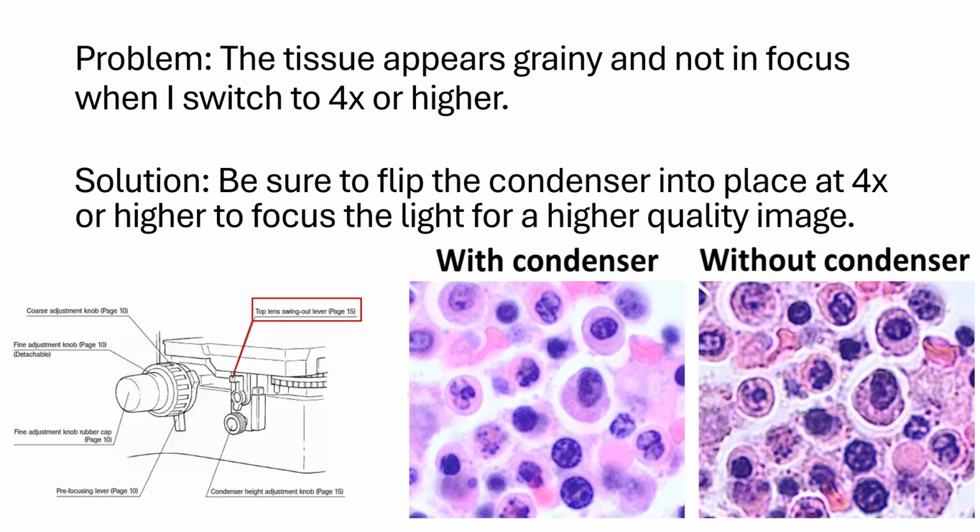Another issue you might face is your specimen appearing grainy and not quite in focus when you're at the 4x objective or higher. The image might look like what you see on the bottom right-hand side here. And this is because the condenser is not in place to focus the light. It's easy to forget when flipping back and forth between objectives, but when using a 4x or higher objective, the condenser should be flipped into place for optimum image quality.